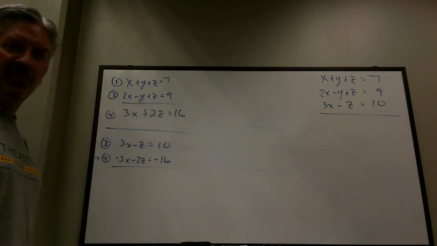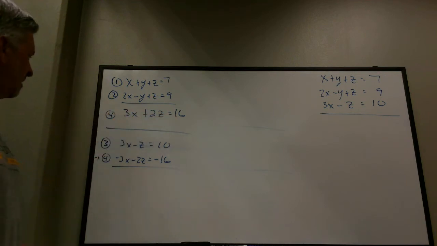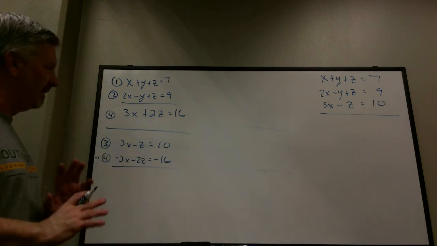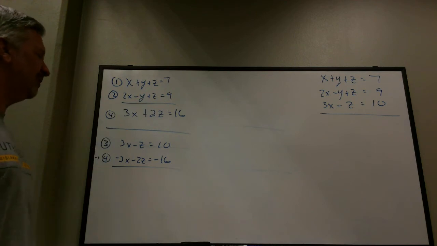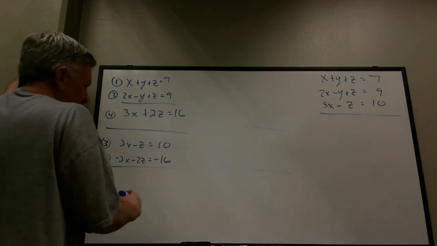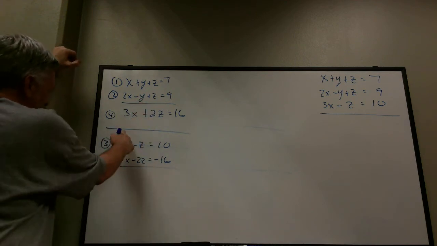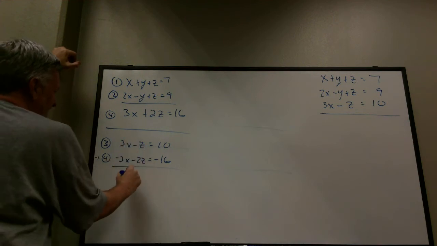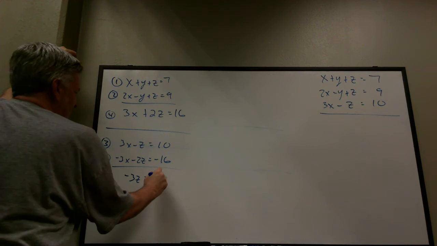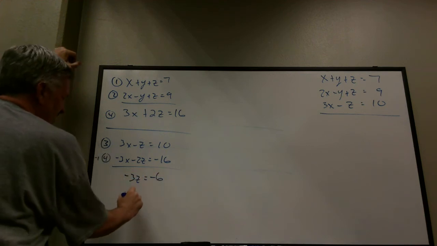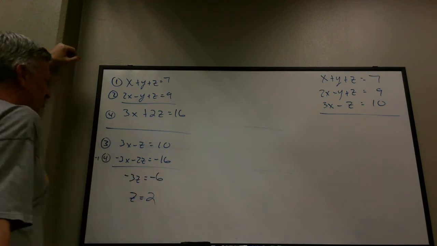It's not a bad idea to check as you go, because if you drop a minus sign, all bets are off. Why waste your time going through all that only to realize you made a mistake? So if I add down here, the x's give 0. Negative z and negative 2z is negative 3z. And 10 minus 16 is negative 6. Divide both sides by negative 3, and I get z is 2.